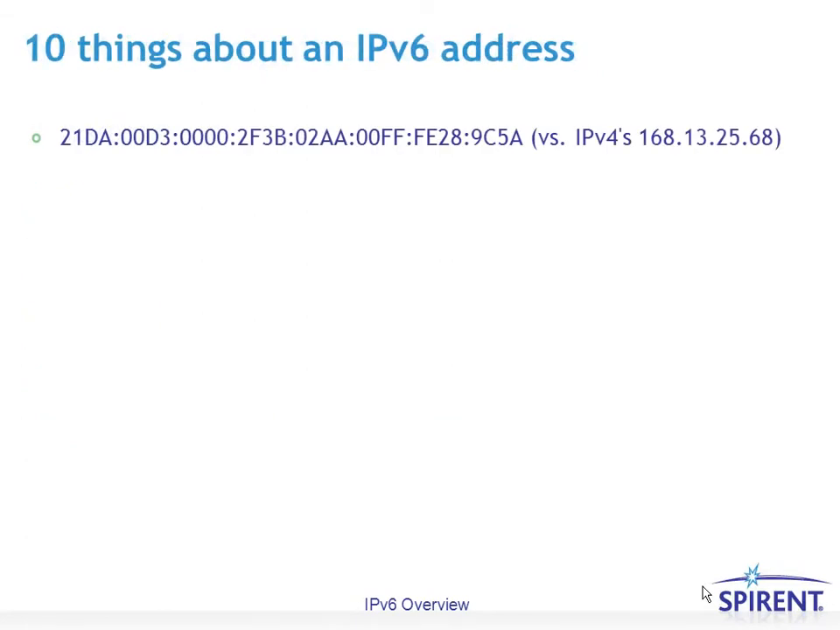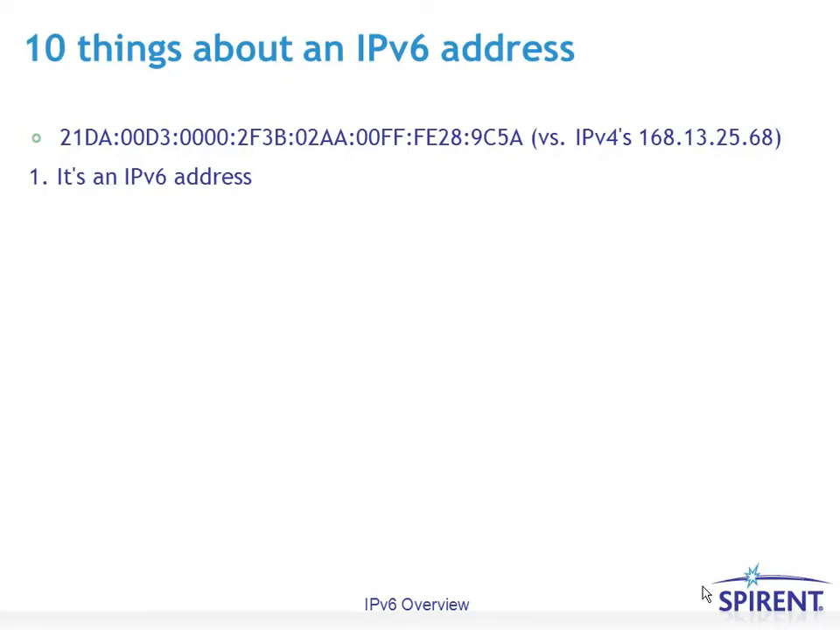Next, we're going to look at 10 things about an IPv6 address. Just to get you used to looking at them. As you can see, an IPv6 address looks pretty nasty. It's actually in hexadecimal. It's referred to as colon hexadecimal, using hexadecimal digits separated by colons to represent 128 bits, versus how IPv4 represents 32 binary digits using dotted decimal.